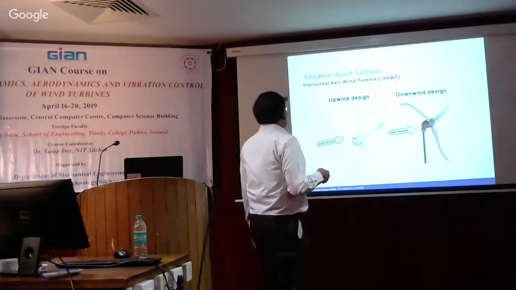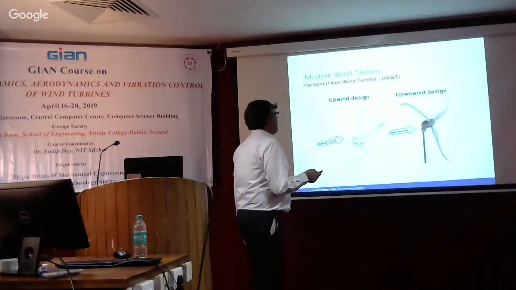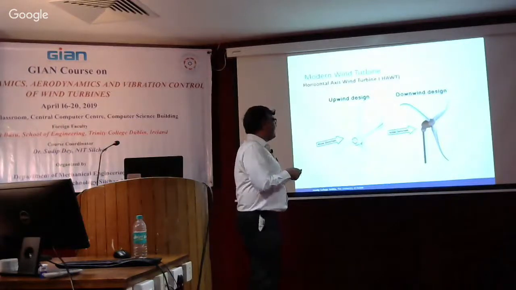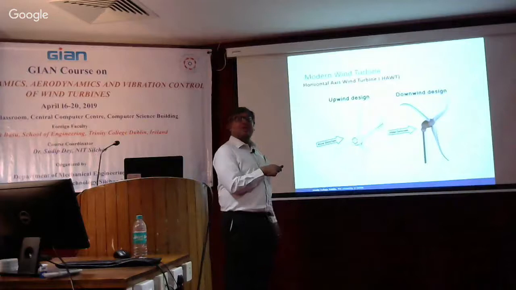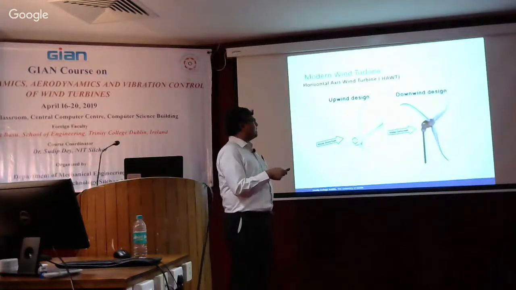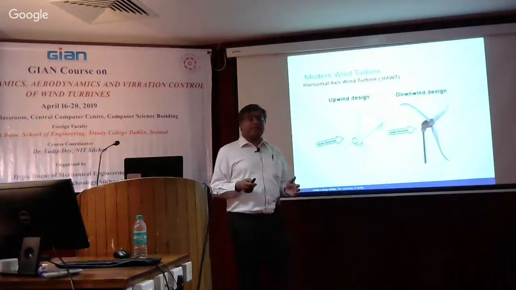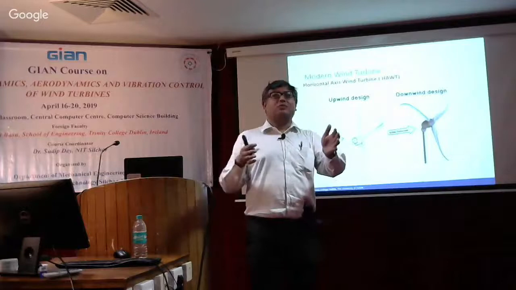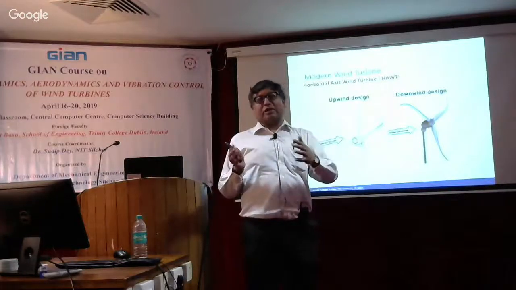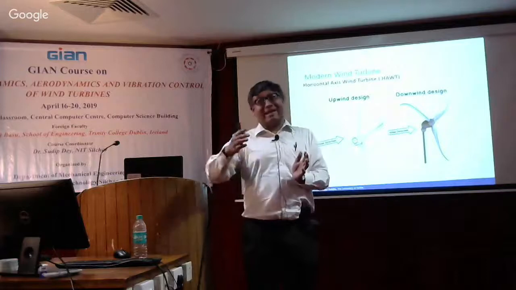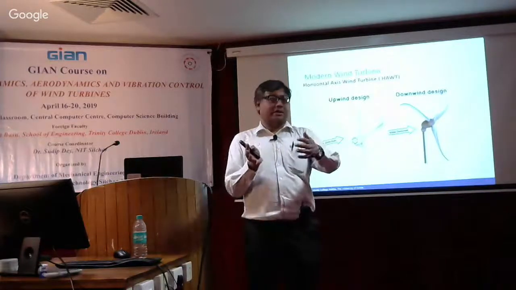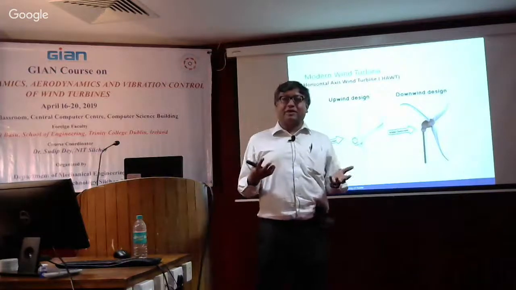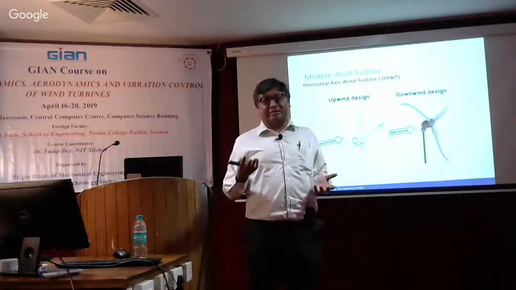The point is that if you want to go for an upwind design, we need an additional control system. So what happens is that you have two kinds of design. In one case, you can allow the rotor, meaning the nacelle and the blade, to move around freely. If the wind blows, naturally it will align itself according to the direction. So it's a free alignment, free yaw. If you have free yaw, that's an advantage because then you don't need a control system.